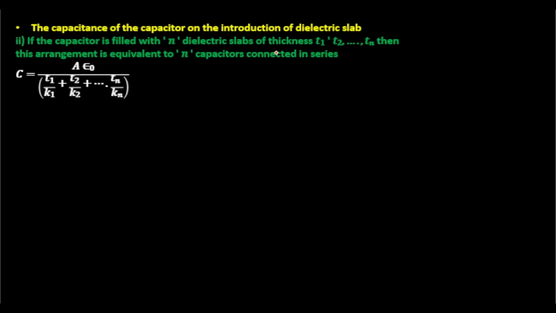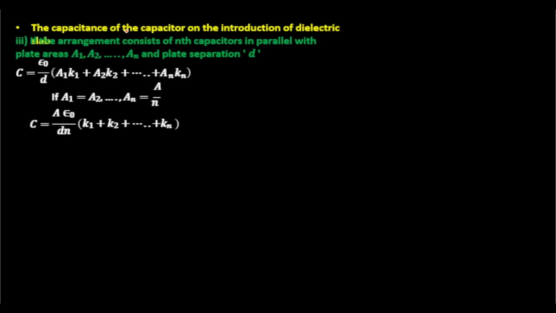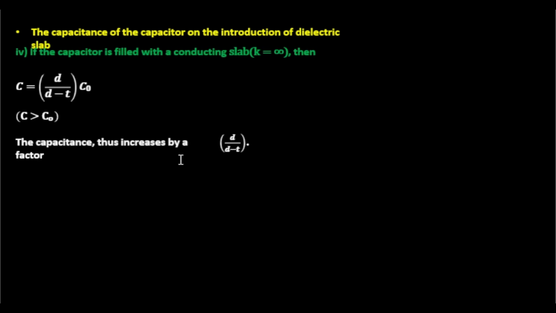This is the arrangement, and the dielectric slab has thickness t, giving an equivalent capacitance. Capacitance of a capacitor with a dielectric slab: if the arrangement consists of n capacitors in parallel with plate areas A1, A2 and separation d, this is the formula for that.